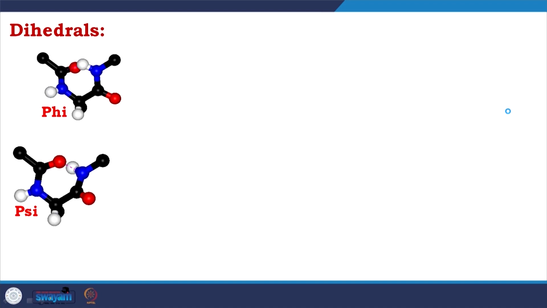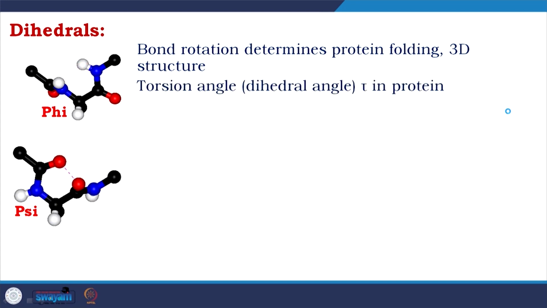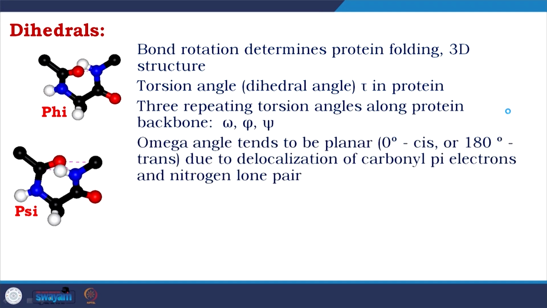So, this is the rotation of phi and psi, and when you look at them, you could easily see that there are restrictions when steric clashes happen. So, bond rotation determines protein folding, as I talked, and the unique 3D structure of the protein. Torsion angle tau in protein: 3 repeating torsion angles along the protein backbone, omega, phi and psi. Omega angle tends to be planar, 0 degree for cis or 180 degree for trans. Generally it is trans, so it is considered as 180, due to delocalization of carbonyl pi electrons and nitrogen lone pair.